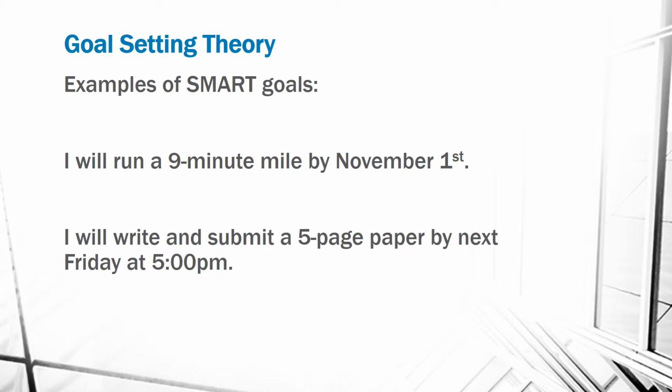Is it specific? Yes, I would say so. 9-minute mile clearly specifies the pace. Is it measurable? Yes, with a stopwatch and knowing the distance that somebody runs, we could certainly measure this. Is it attainable? Well, that's up to individual differences and somebody's fitness and training and so forth. For some people, this might be a really easy goal. And for others, maybe me at this moment, maybe not so attainable.